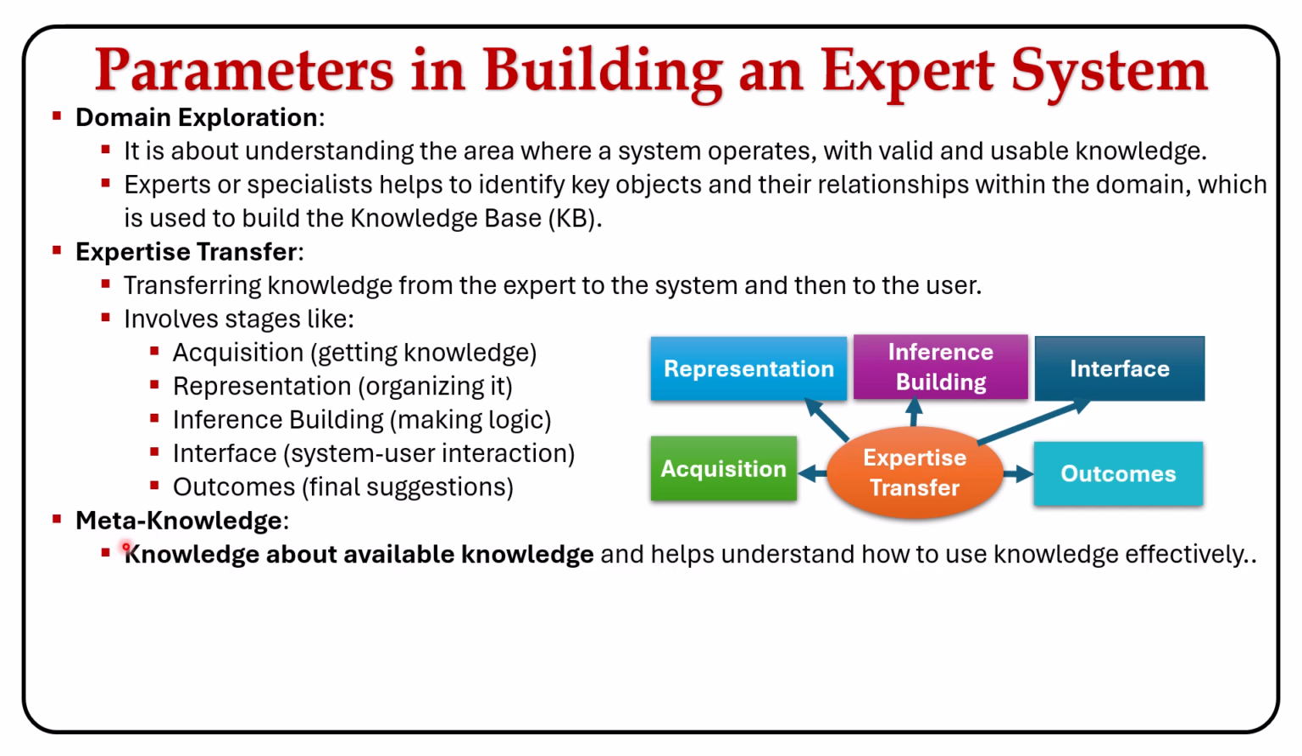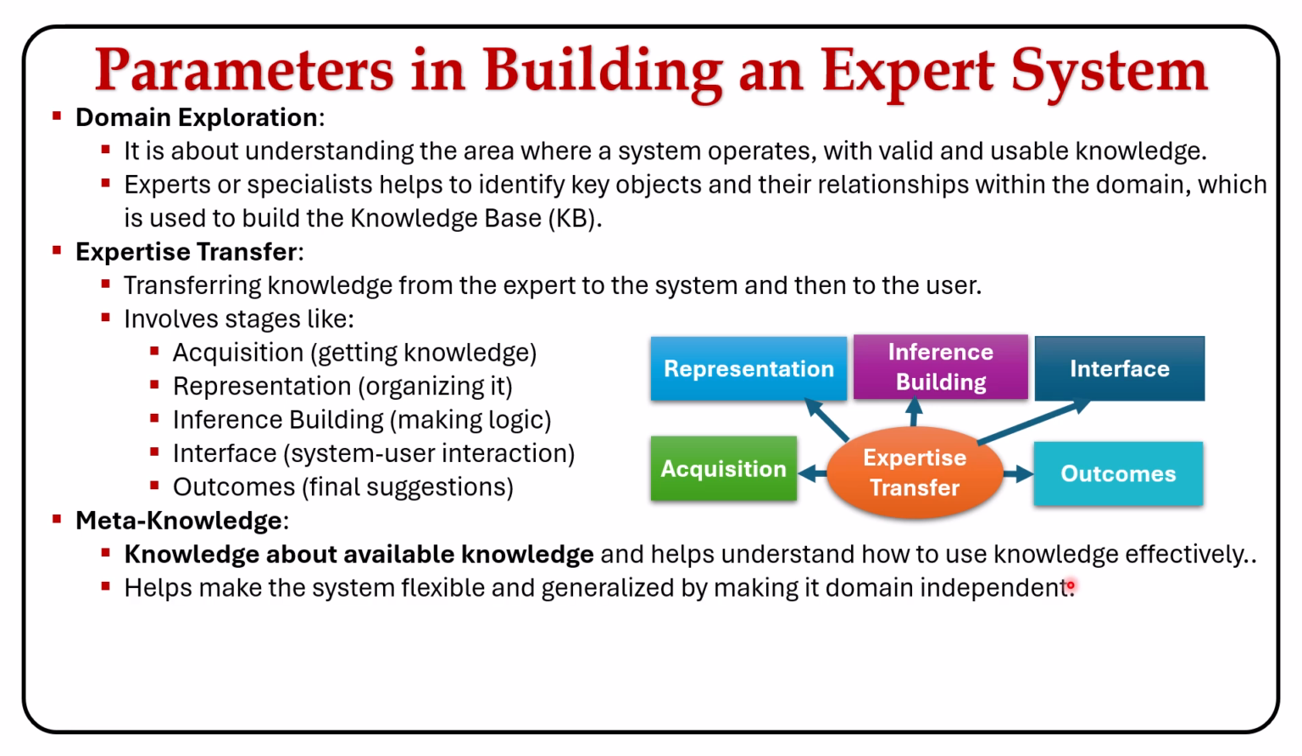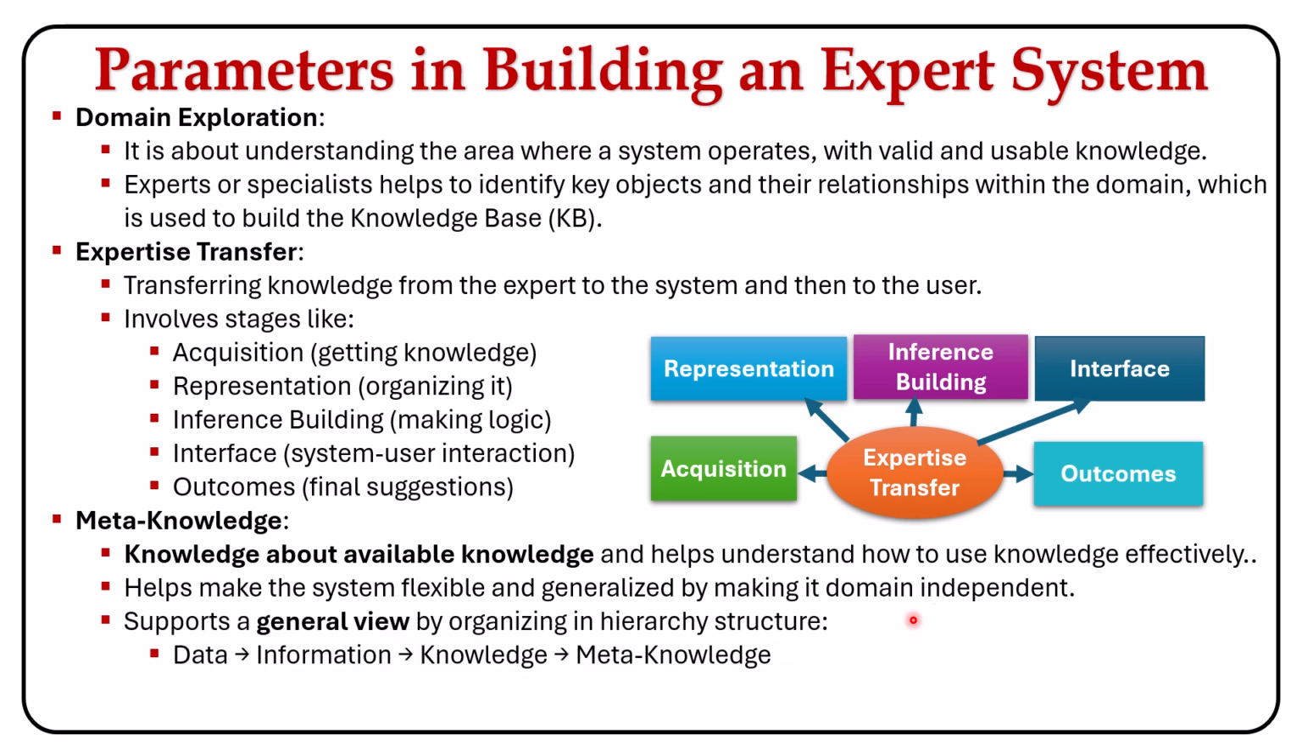The final parameter is meta-knowledge. That is, knowledge about available knowledge is known as meta-knowledge, and it helps to understand how to use the knowledge effectively. It helps to make the system more flexible and generalized by making it domain independent. It supports a general view by organizing in a hierarchical structure. That is, the collection of data is known as information, the collection of information is known as knowledge, and the knowledge about available knowledge is called meta-knowledge.